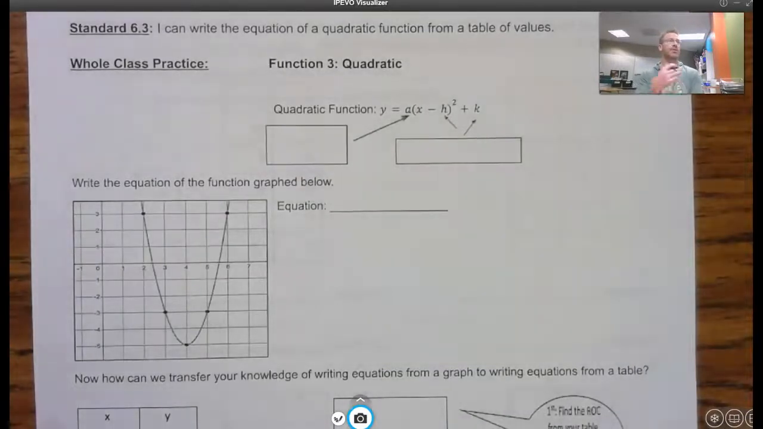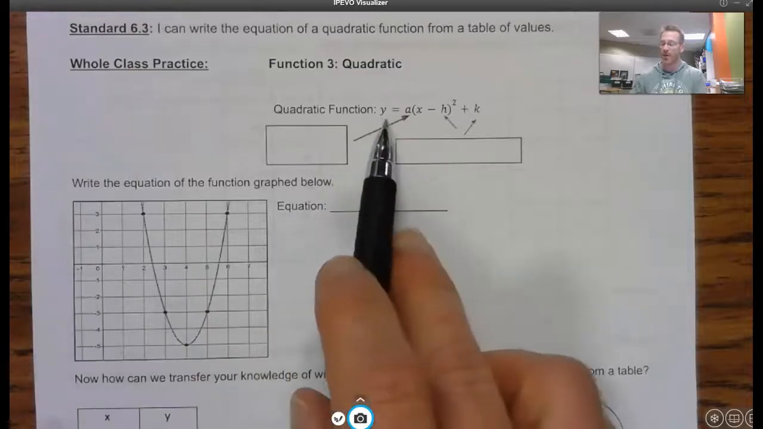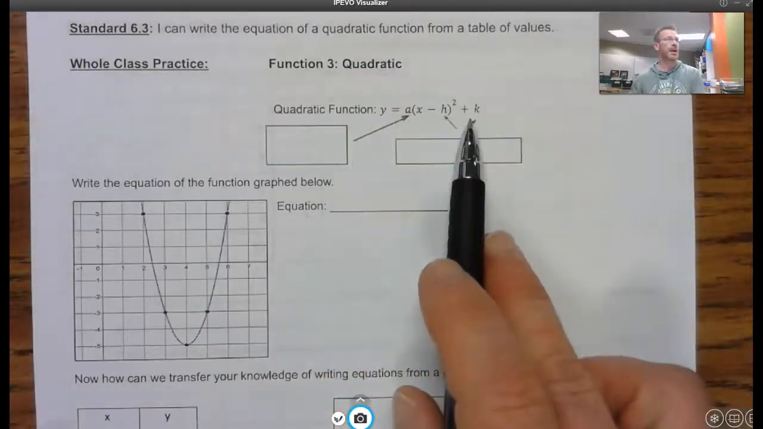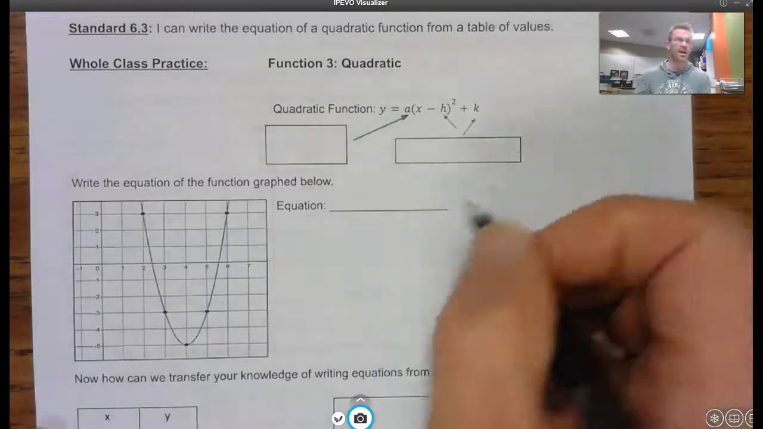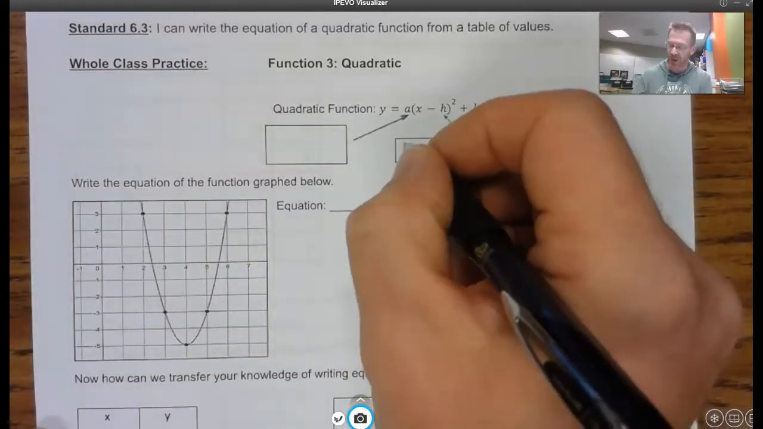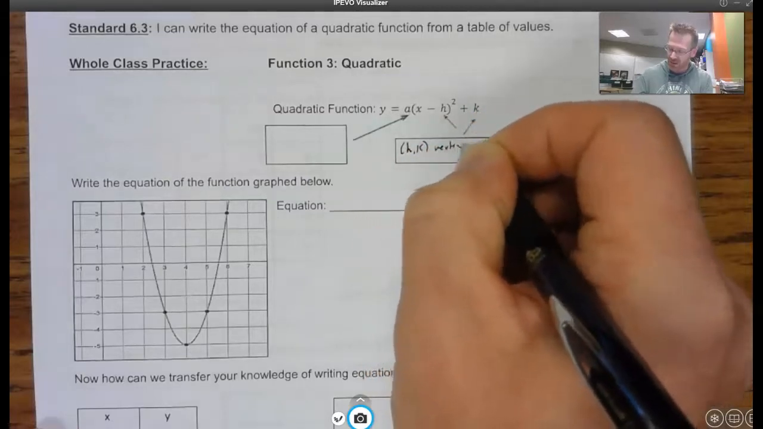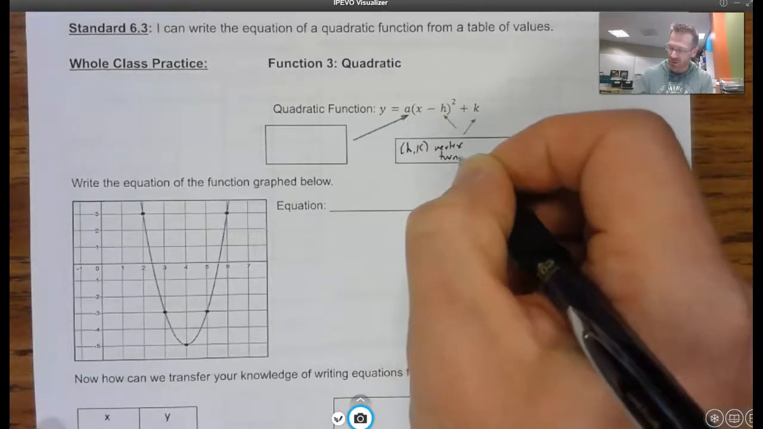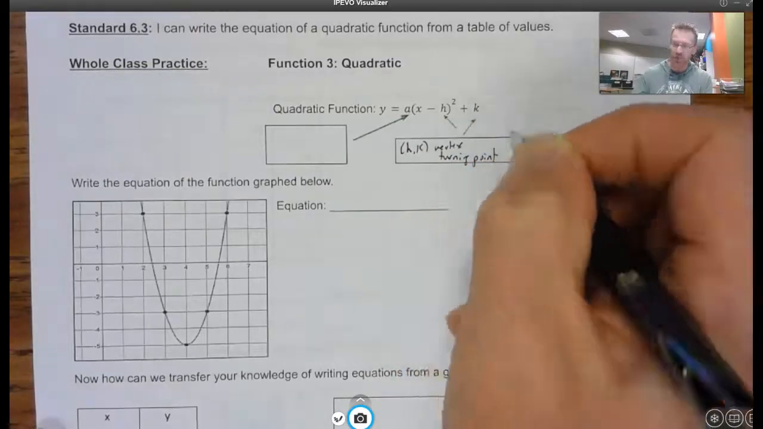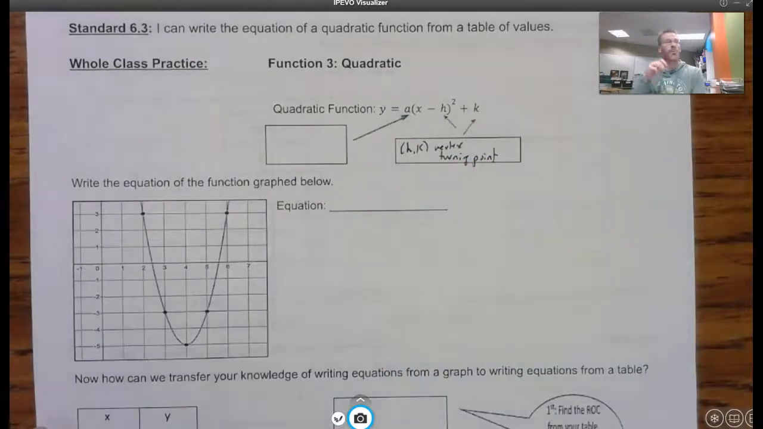Now, once again, with both of these functions, just like we did last time, we're going to try to connect it to some things that you should already know. So let's start with our equation of a quadratic, y equals a times the quantity x minus h squared plus k. I'm going to start with the h, k because this is just like what we did with an absolute value. The h, k is our vertex, or turning point, just like what we did last time.